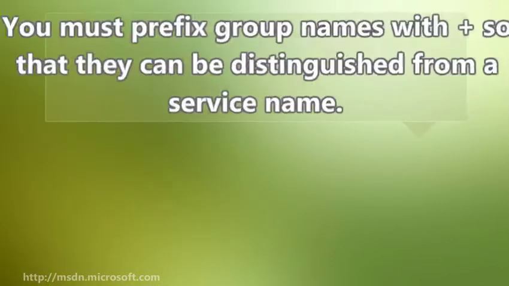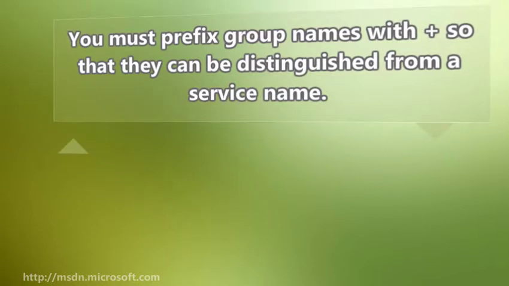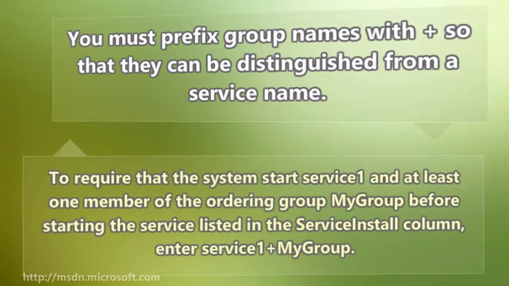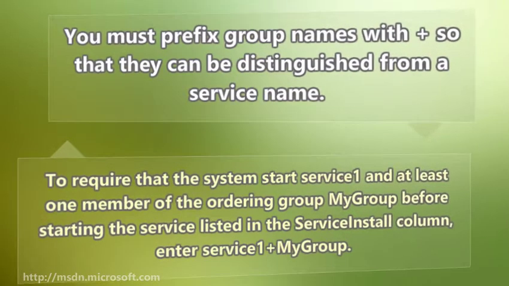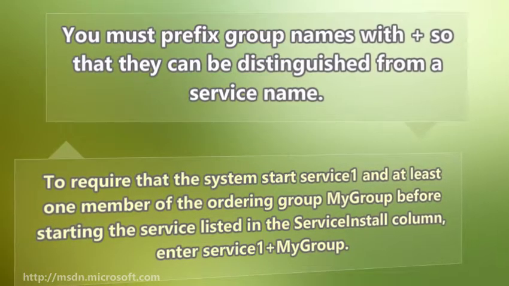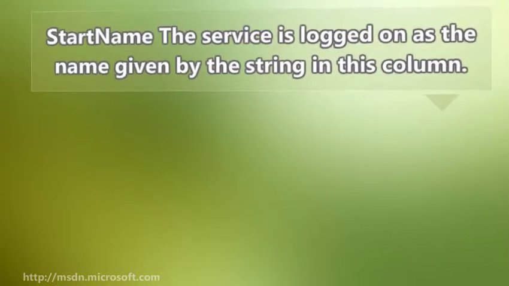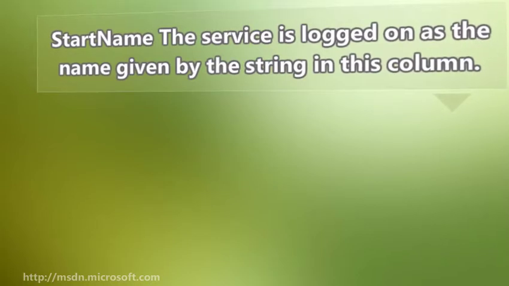You must prefix group names with a plus so that they can be distinguished from a service name. To require that the system start service 1 and at least one member of the ordering group before starting the service listed in the ServiceInstall column, enter service 1 plus group. StartName. The service is logged on as the name given by the string in this column.